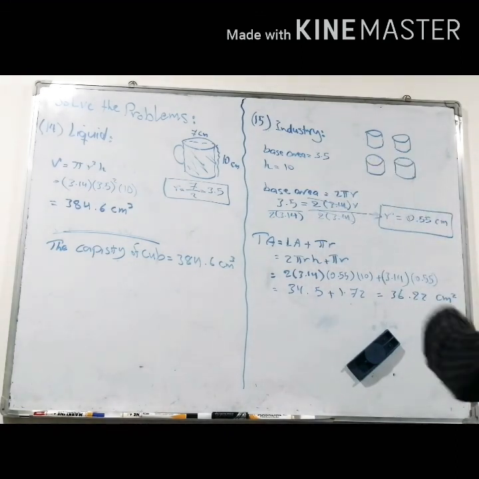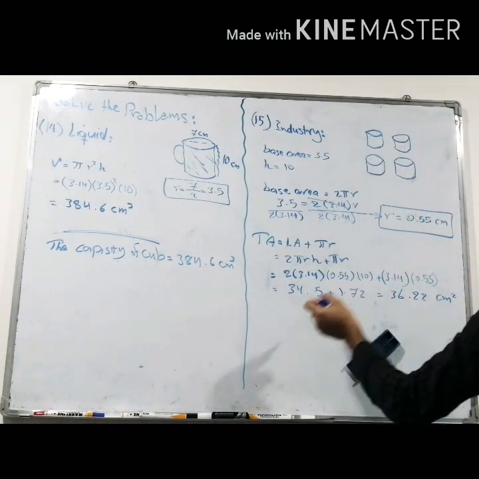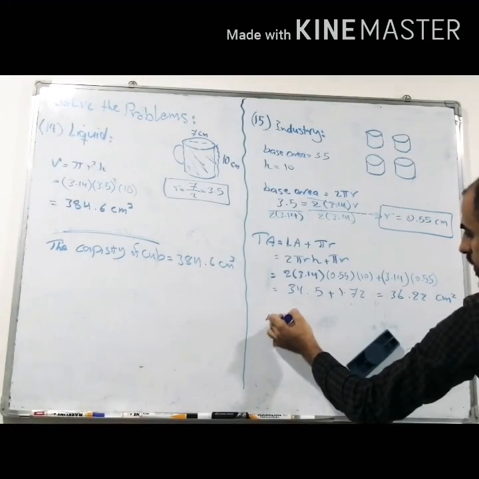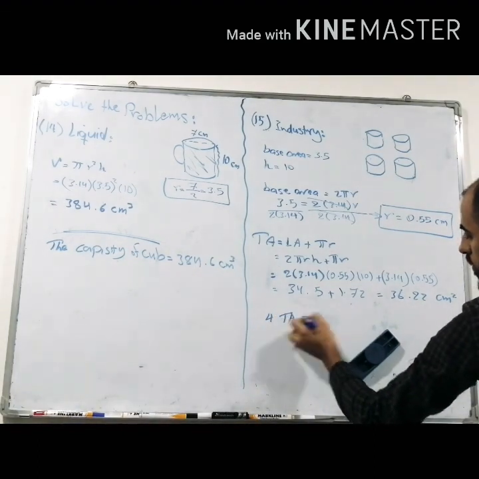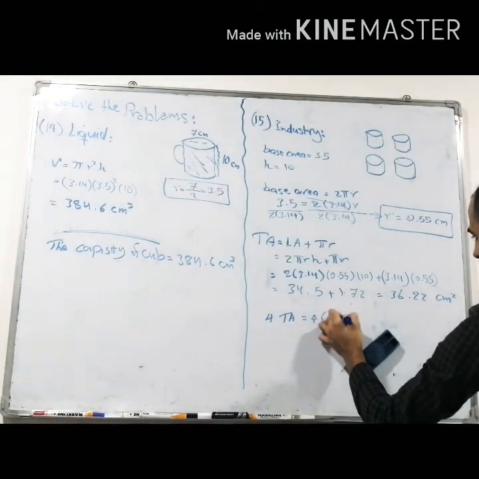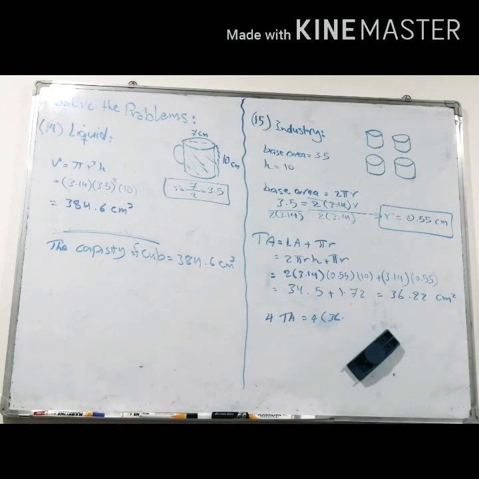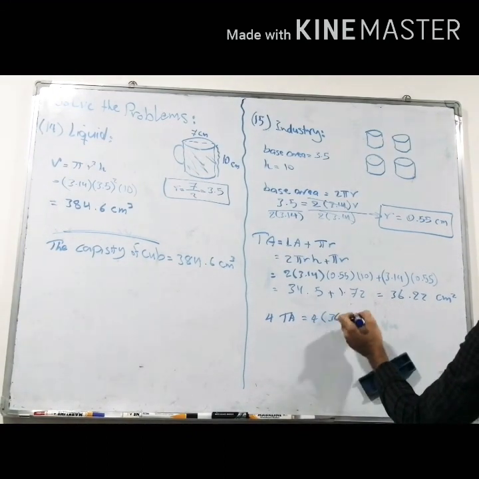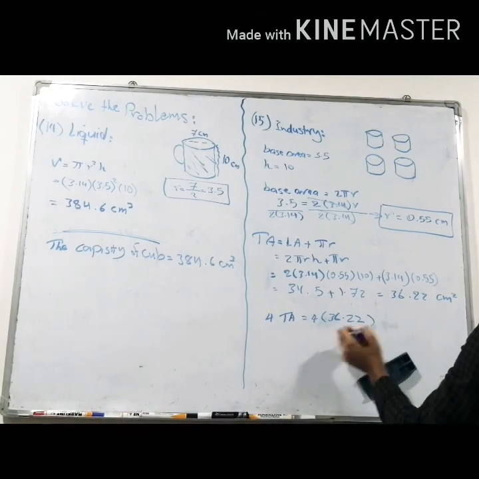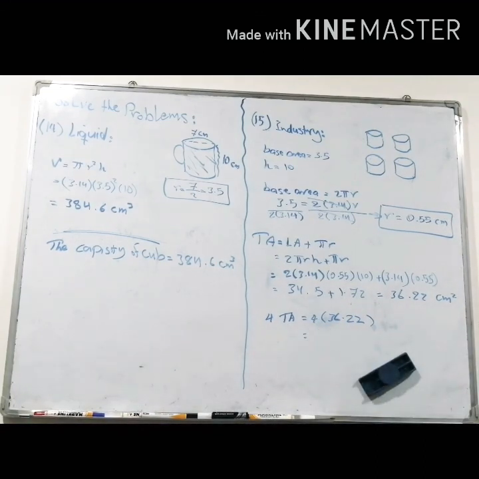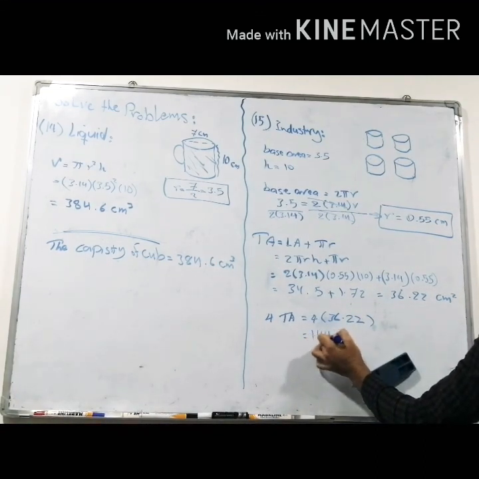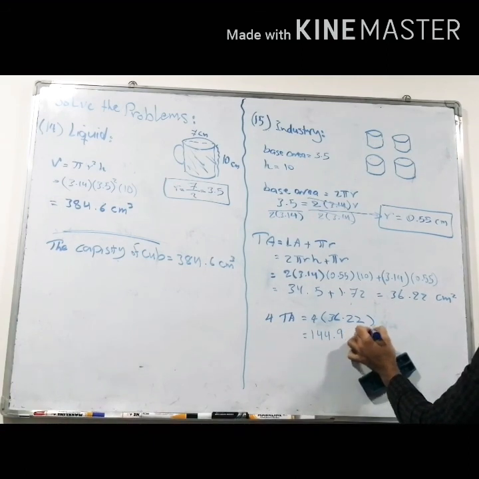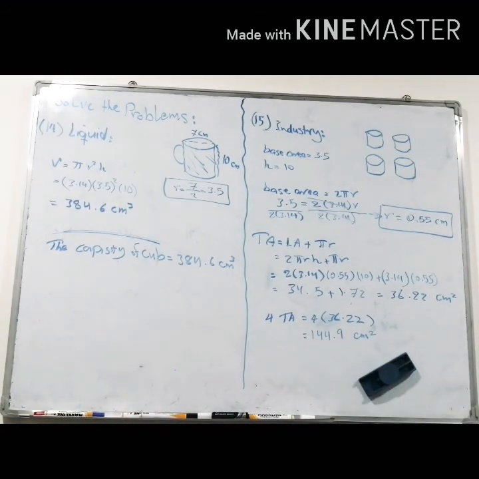To find the metallic area of all 4 cylindrical cans, we multiply by 4. When we multiply it, it equals 144.9 centimeter to the power 2. That is the required area of the metallic plate.